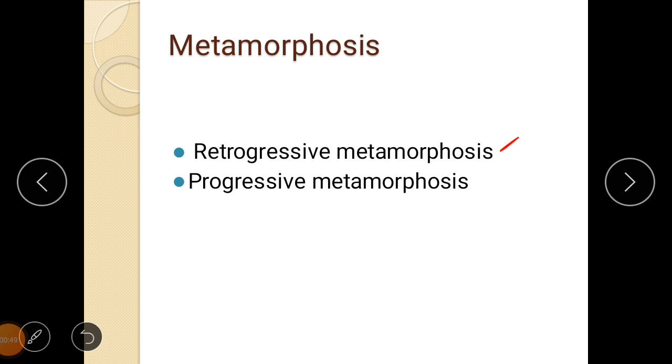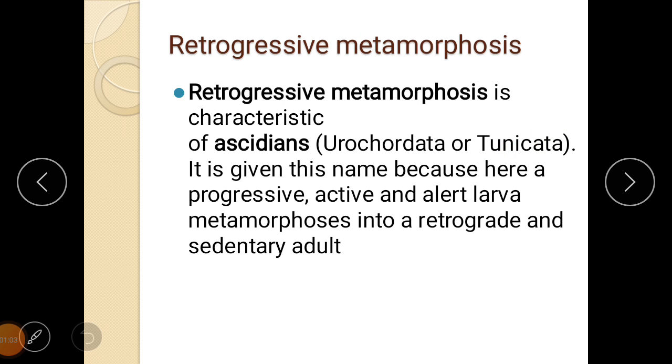Metamorphosis in the case of Ascidian tadpole usually has two types: one is called progressive metamorphosis, and the other is called retrogressive metamorphosis. These are the two kinds of metamorphosis which happen in Ascidian tadpole. The retrogressive metamorphosis is the characteristic of ascidians, means it is a urochordate character. The name is given because here the progressive, active, alert larva metamorphoses into a retrograde, sedentary adult. That is why we call it retrogressive metamorphosis.